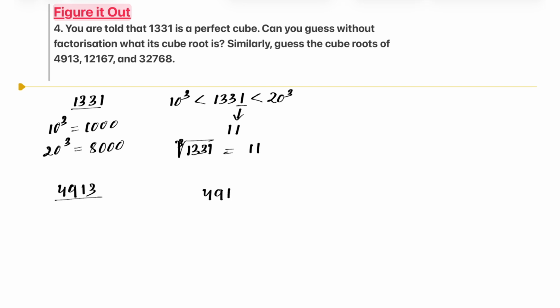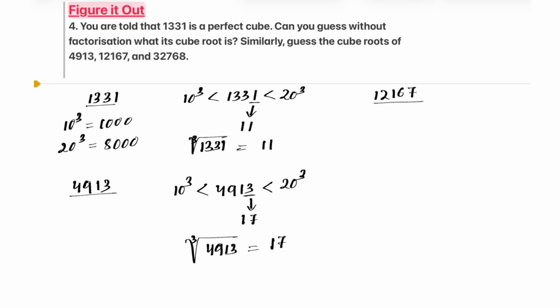Next, 4913. This number also lies between 10 cube and 20 cube. 4913 ends with 3, so its cube root will end with digit 7. Now we have to think of a number which lies between 10 and 20 with 7 at its unit place, and that number is 17. So the cube root of 4913 is 17.